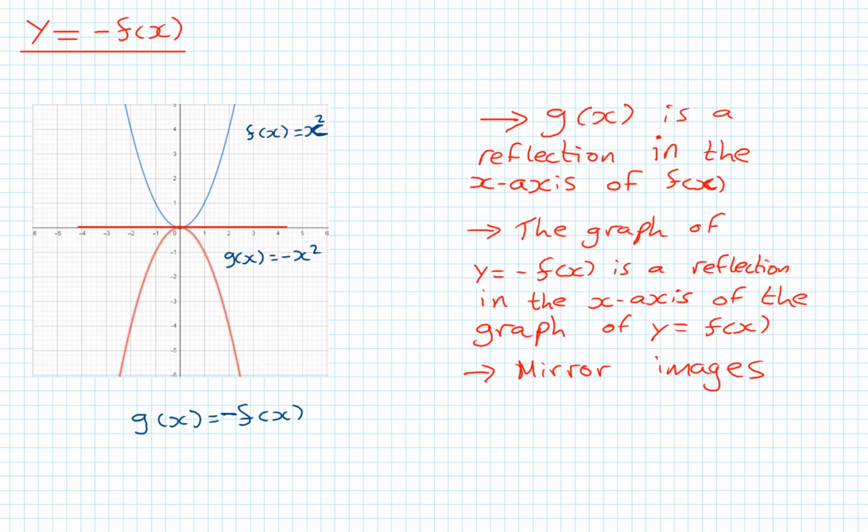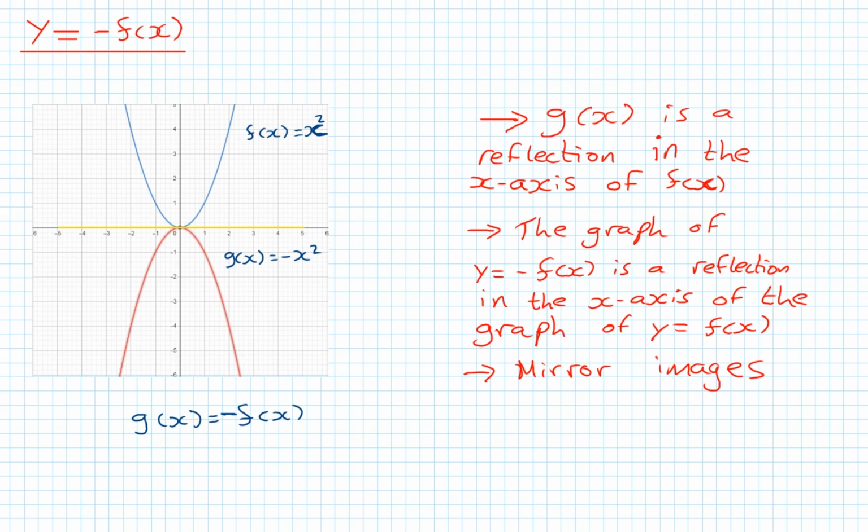So we can say g of x is a reflection in the x-axis of f of x, or in a more standard way, the graph of y equals minus f of x is a reflection in the x-axis of the graph of y equals f of x.